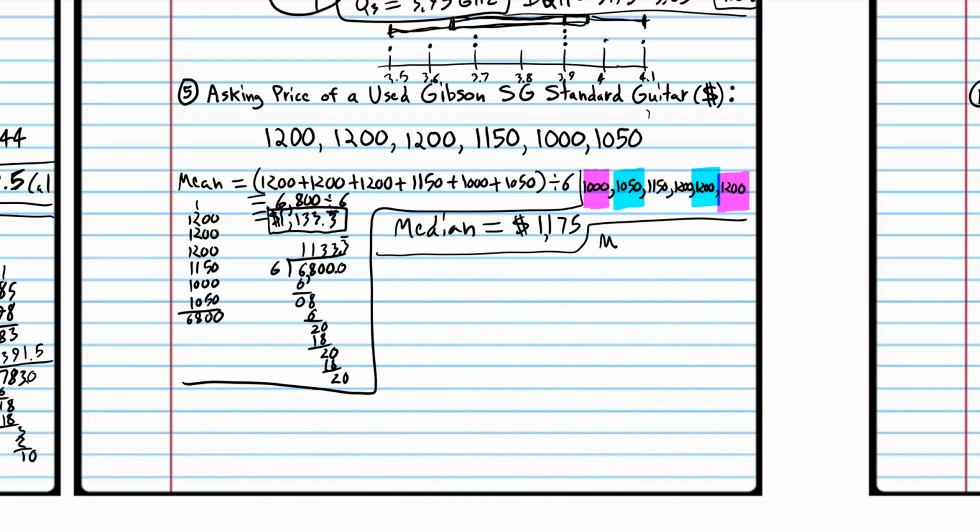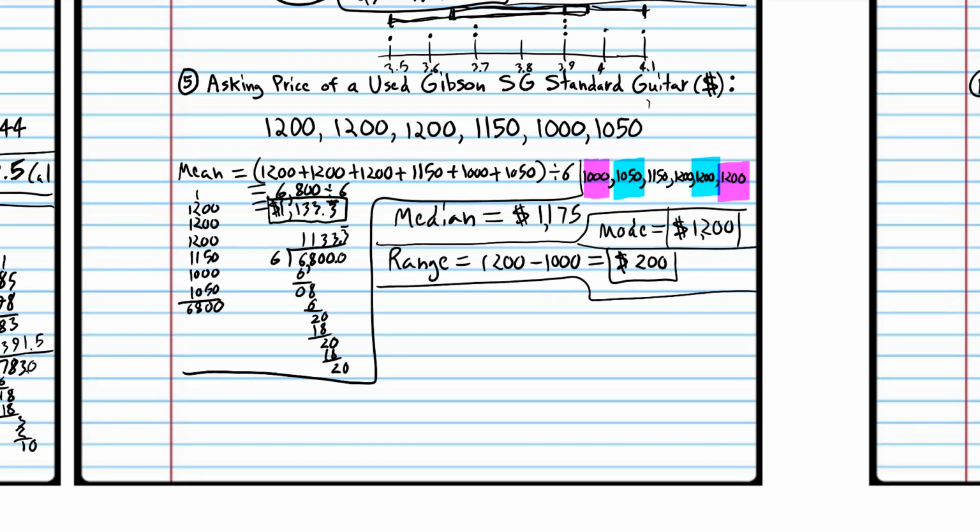Now let's find the mode. Go ahead and do that, and when you're done, we'll come back and do it together. All right, we're back. The mode is 1200 because 1200 appears more than any other number. So if you got 1200, good job. Now let's find the range. Go ahead and find the range, and when you come back, we'll do it together. All right, we're back. The range is the biggest value, which is 1200, minus the smallest value, which is 1000, and you can pretty much just do that in your head. It's going to be $200. That's the range. So if you got $200, good job.